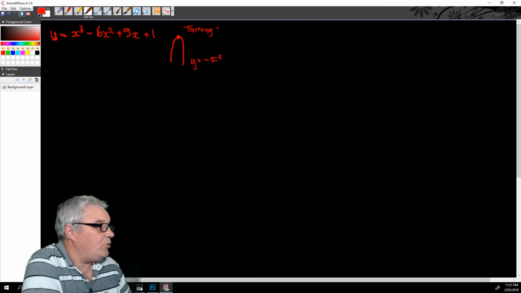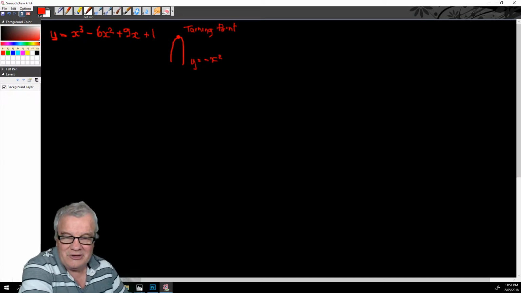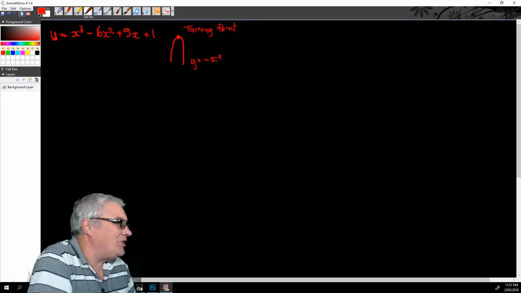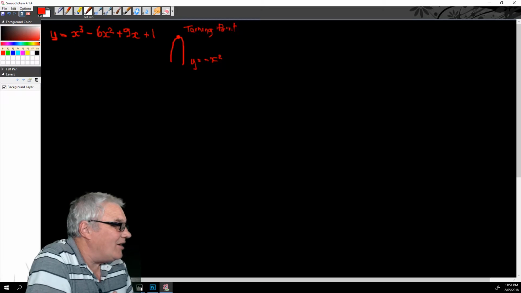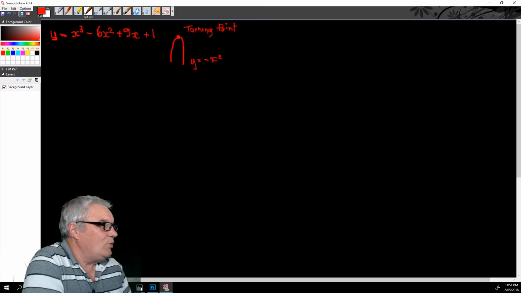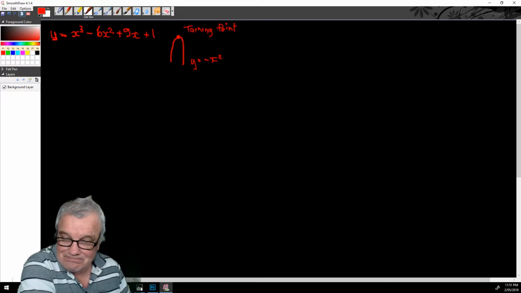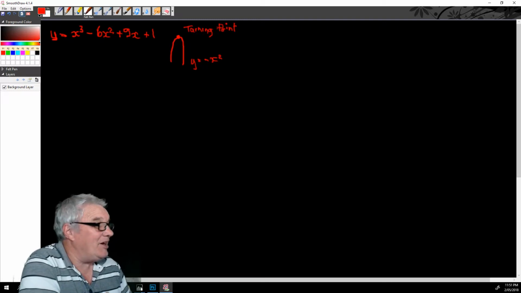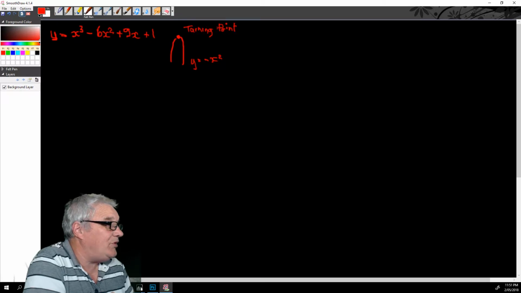Turning point. I should point out that my writing is not that flash. I have a bit of a condition that means that I don't write very well. I used to write a lot better than this, but not anymore. I'm a wee bit shaky and a bit weak in the hands, but I'll do my best, and hopefully you can read it. So that's a turning point there.